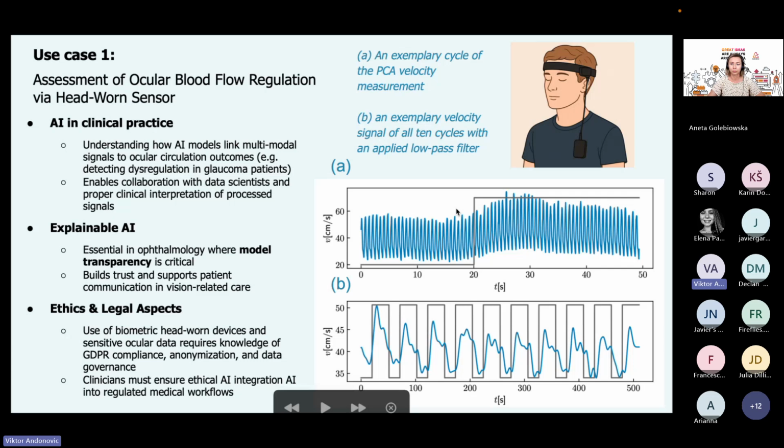And of course, because of the use of biometric head-worn devices, the professionals need knowledge of GDPR compliance, anonymization, and data governance. And also, clinicians must ensure ethical AI integration and regulated medical workflows. And this is covered by the ethics and legal aspects competences. So that's why they come into play. And together, these competences are governing the whole process of doing this experiment.